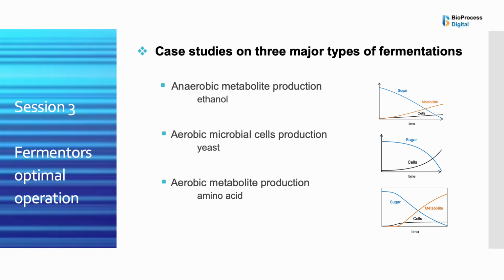Throughout the session, the simulation of fermentation in different modes will be illustrated using three common types of microbial fermentations: anaerobic production of a growth-associated metabolite, namely ethanol; aerobic production of microbial biomass, in this case yeast; production of a non-growth associated metabolite, namely an amino acid. These case studies will provide practical insights into the kinetics and operation of different fermentation processes.